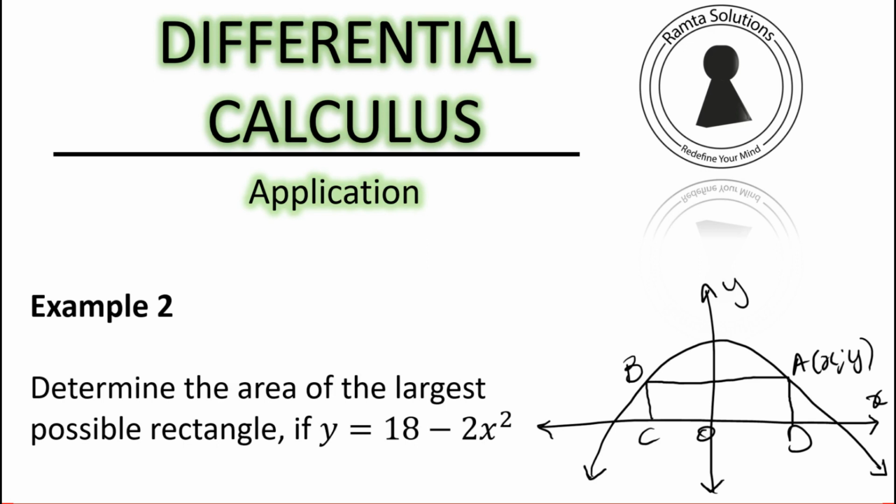So today in our application examples, we're looking at an example that says determine the area of the largest possible rectangle if y equals 18 minus 2x squared. As you can see, this graph here is a parabola which is frowning, hence it is negative 2x squared. So we need to define the area of the largest possible rectangle under this curve.